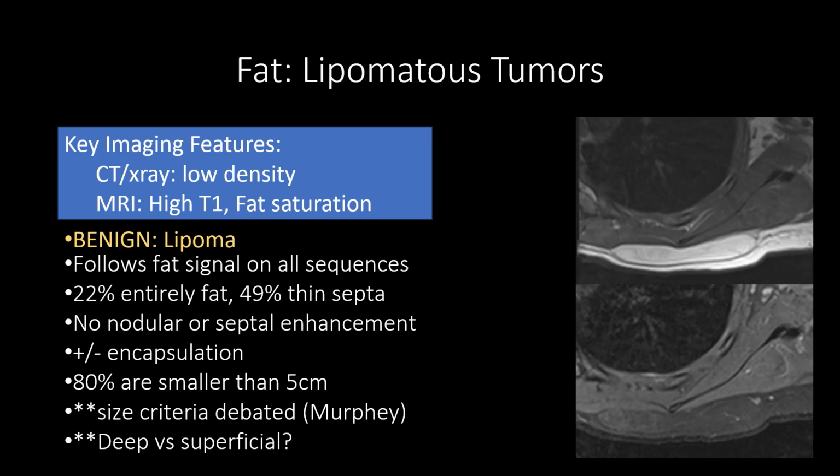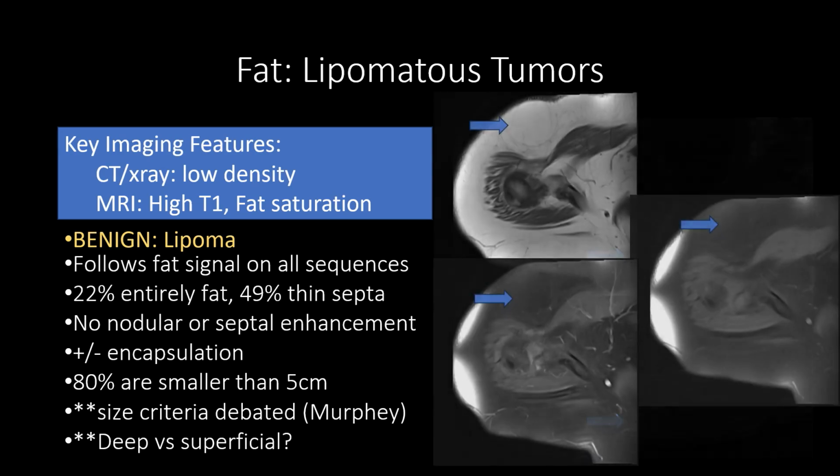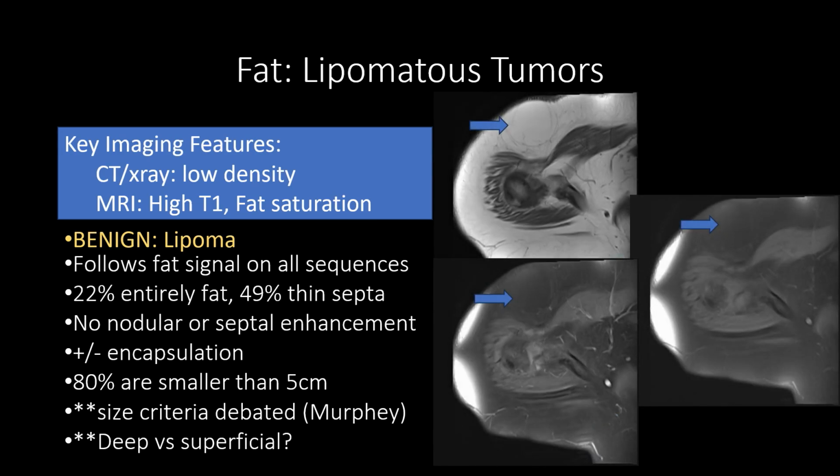On MRI, it's going to follow fat signal on all the sequences. We're going to have high T1. It's going to saturate out. We don't want to see any nodular or septal enhancement. And again, it may or may not have encapsulation. Look at this one. So this is so simple. You can actually see it because of the simplicity. It's actually pushing away some of the septations in the normal fat.